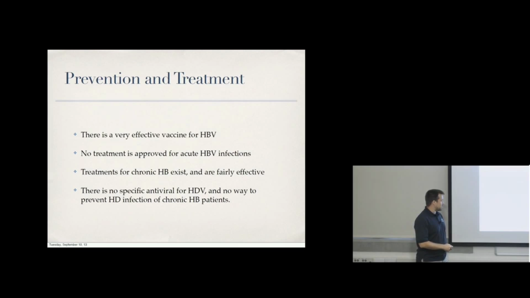And once you have chronic hepatitis B, there's no way to prevent hepatitis delta infection from establishing, or to decrease the chances of it establishing a chronic infection. And that kind of makes sense. I mean, this is a very, very simple virus, so there aren't a lot of targets that you could go after. There are some treatments that are in trial now. I can talk a little bit about that later if we want to.